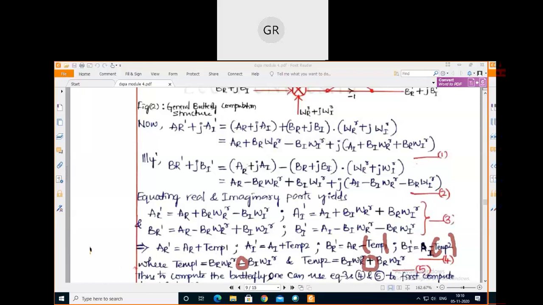Just see the difference. AR' equals AR plus TEMP1 with respect to the second input. The real value of the second input and the imaginary value of the second input also consist of the twiddle factor. TEMP1 consists of BR with the real value of the twiddle factor and BI with the imaginary value of the twiddle factor. Sign is minus. TEMP2 is just the reverse here. WR and WI keep as they are.